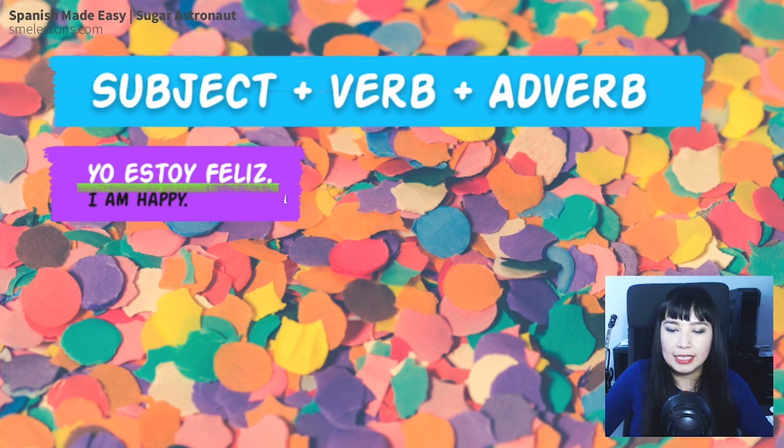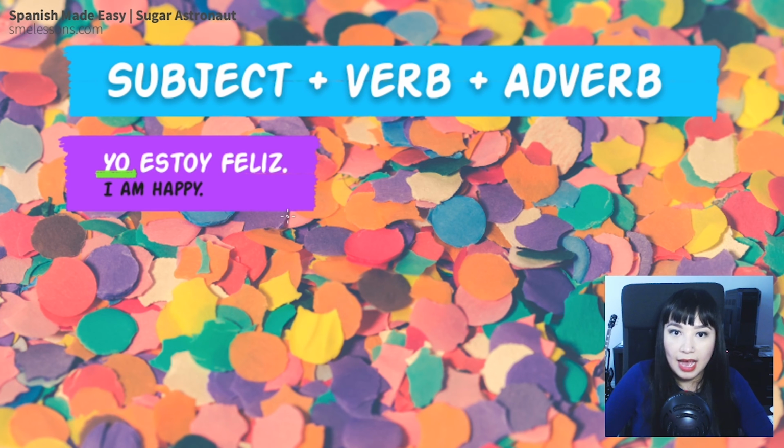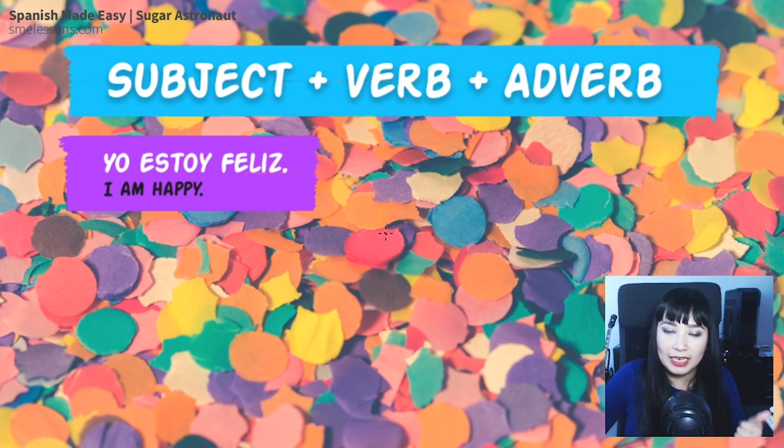Yo estoy feliz. This means I am happy. Yo means I. That's a subject. Estoy is the conjugated verb, and feliz means happy, and it is an adverb. Yo estoy feliz. I am happy. As you can see, this is a very common Spanish sentence. The structure is very easy and you only need to know three things: subject, verb, and adverb.